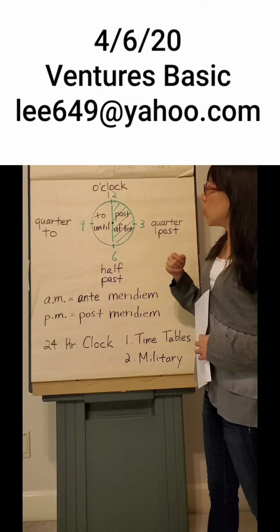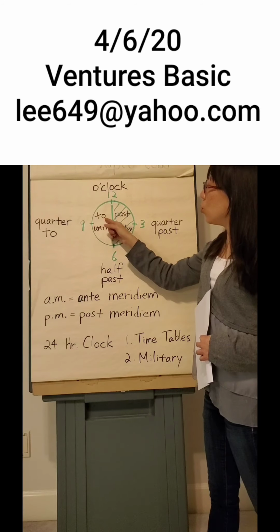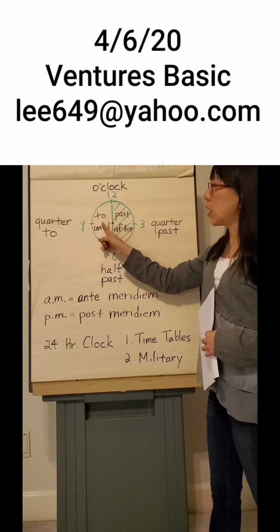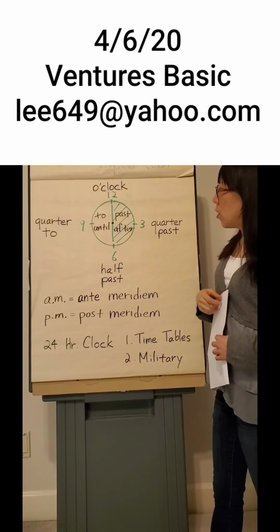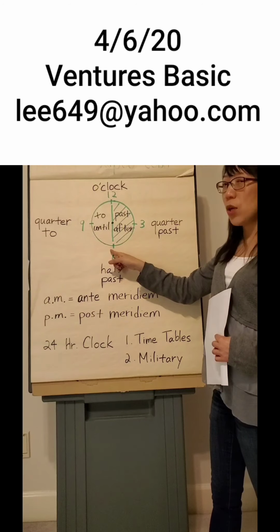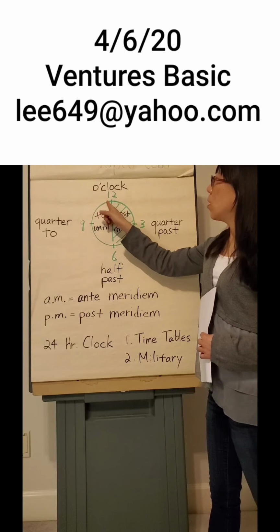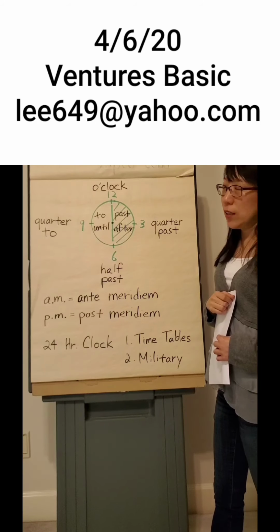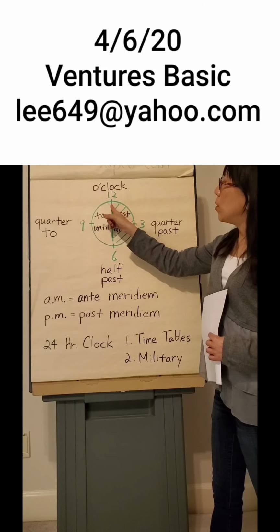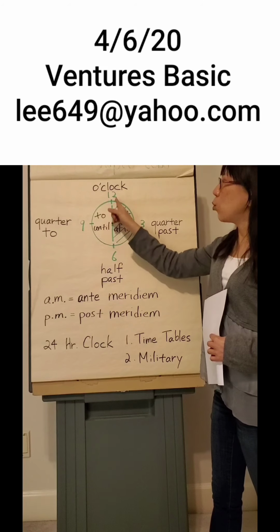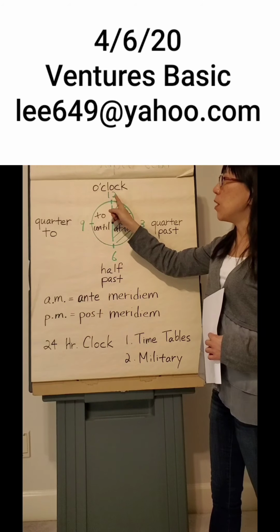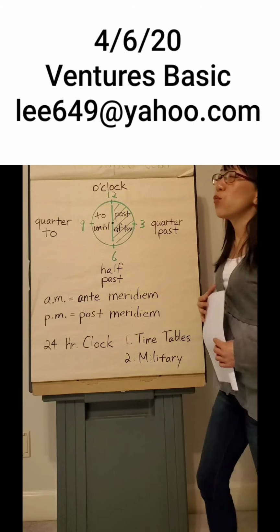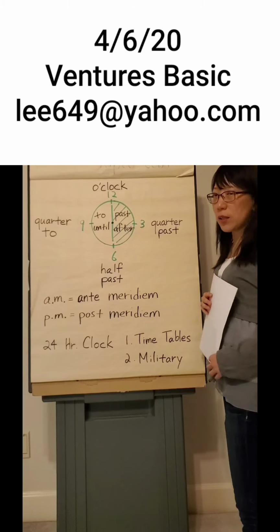Or you could use to and until on this side of the clock. So that would be minute 31 till minute 59. So when the minute hand hits 12, the minute is 00. So for 00, we use o'clock.